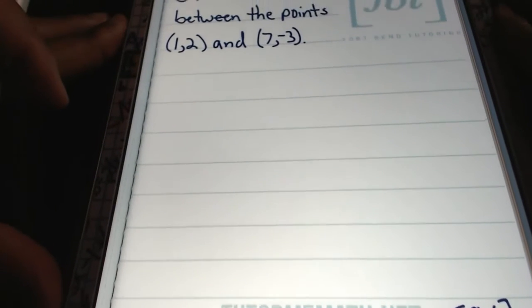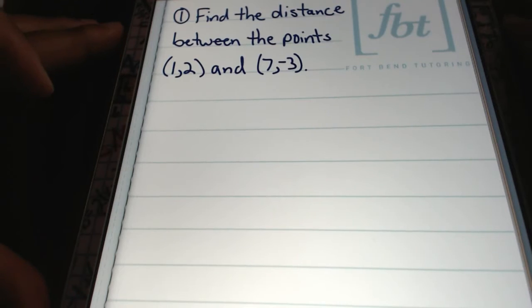So let's check out some radicals. Here in number 1 for our distance formula, guys, we want to find the distance between the points 1, 2, and 7, negative 3.